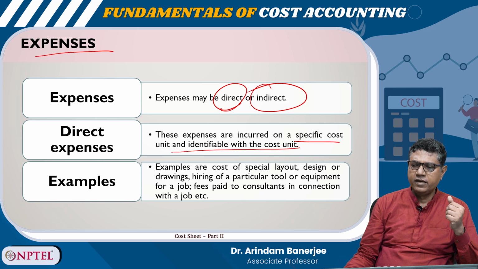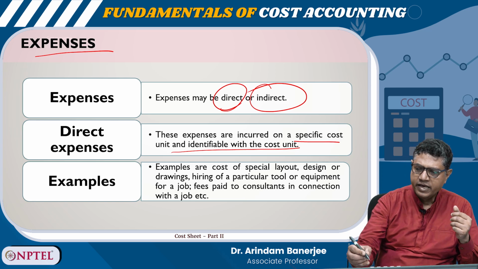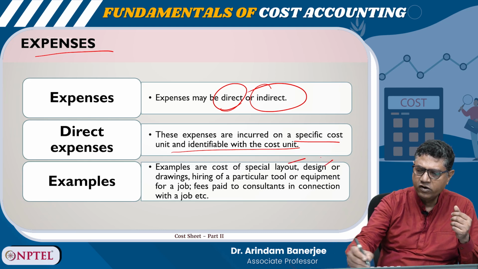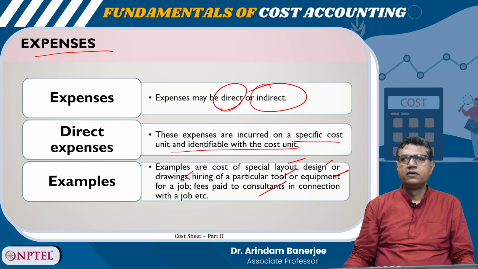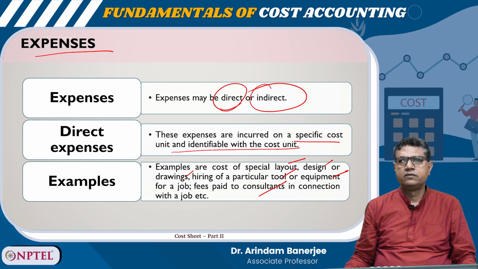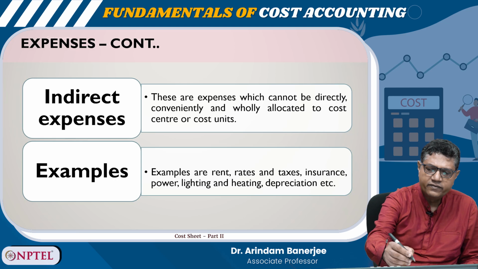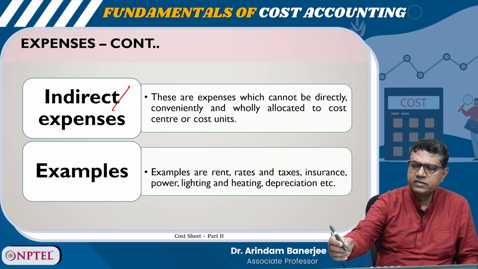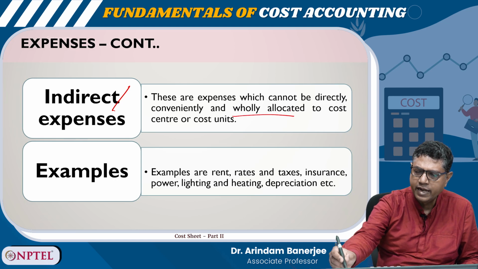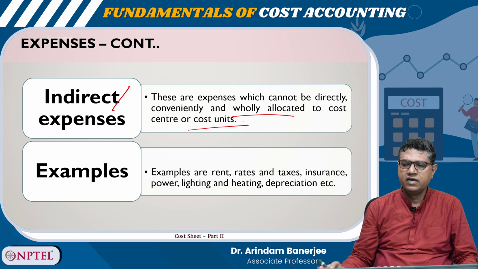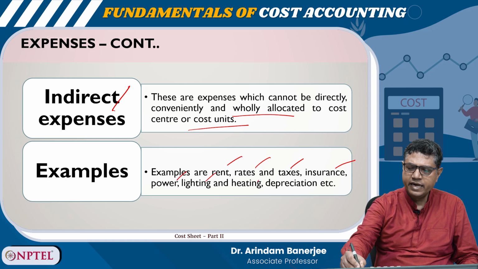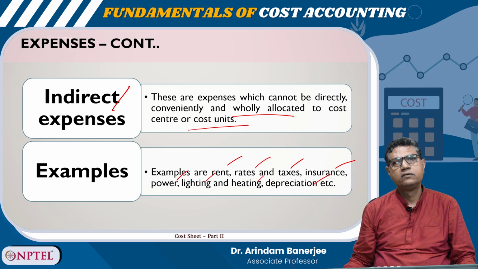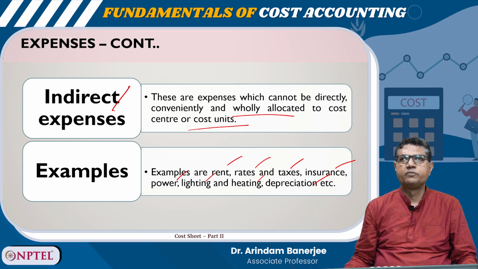So what are the examples of direct expense? Examples: cost of special layout, design or drawings, hiring of particular tool or equipment for a job, fees paid to consultants in connection with a job, etc. So these are examples of direct expenses. Okay. What are the examples of indirect expenses? These are the expenses which cannot be directly, conveniently and wholly allocated to the cost center or cost units. Examples: rent, rates and taxes, insurance, power, lighting and heating, depreciation, etc. Okay. So these are the examples of indirect expenses.